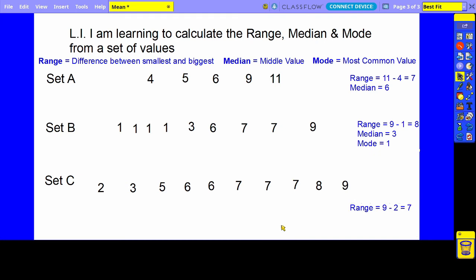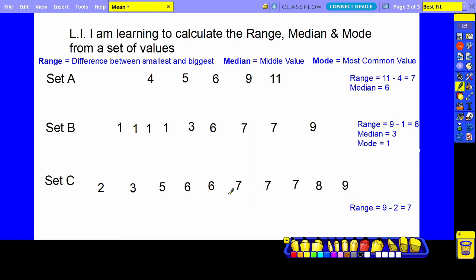The median in this case. Now this one's a little bit trickier because if we count it, there is no single middle value. This is an even set of numbers. 1, 2, 3, 4, 5, 6, 7, 8, 9. There are 10 numbers here, which means there are two middle numbers, 6 and 7. They are both the middle numbers.